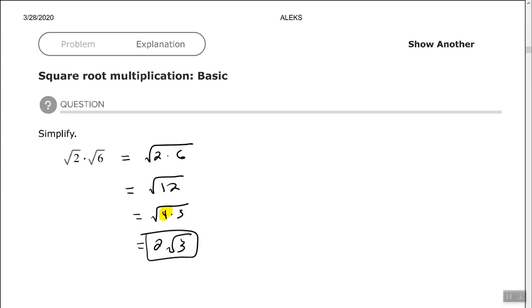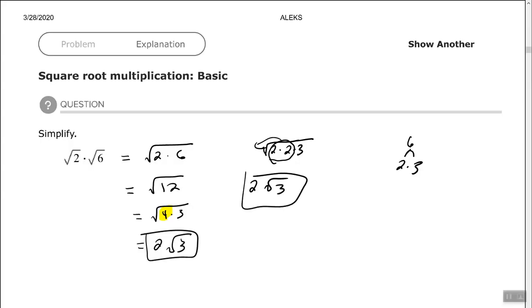And what do I mean by prime factorization? Well, 2 is already prime, so I mean break down the 6, which gives you 2 times 3. So we already had a 2 underneath there, and then 6 is 2 times 3. So I have a pair of 2's, which allows me to bring a 2 to the outside and keep the 3 on the inside. So either way works.